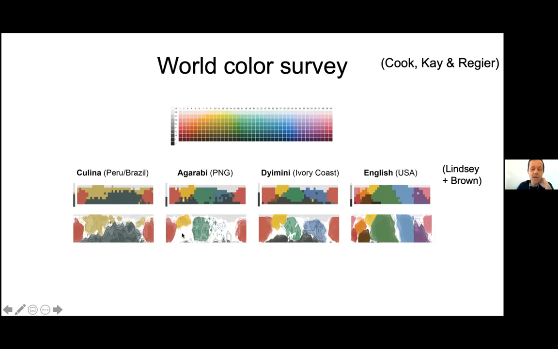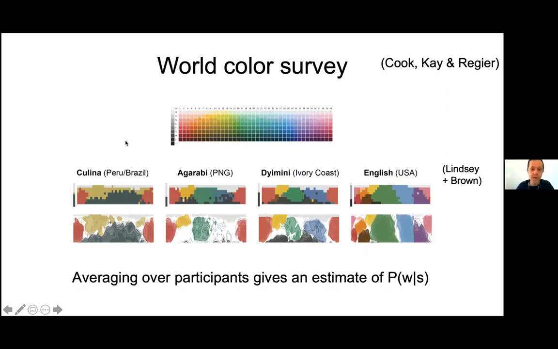So the white regions are regions of color space where speakers don't agree. There's no color term that gets chosen, say, more than 40% of the time. So these plots here are useful for capturing the fact that color naming is sort of soft and probabilistic. Okay, so we have these data for about, let's say, 20 or 30 speakers per language, and you can average over those responses to get an estimate of this probability distribution, the probability that a speaker generates a particular word when looking at a particular color.